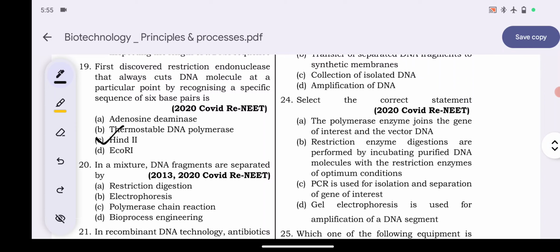Explanation: the first restriction endonuclease, HindII, was isolated and described. Its function depends on a certain DNA nucleotide sequence. HindII always cuts the DNA molecule at a specific location by recognizing a 6 base pair sequence. If you are asked for the base pairs, that is 5 prime GTCGAC 3 prime and 3 prime CAGCTG 5 prime. This is the 6 base pair sequence for HindII.